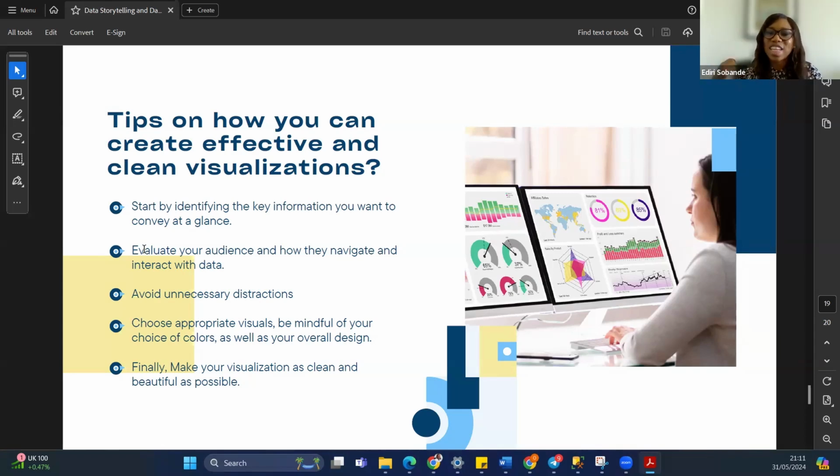Yes, I can see somebody's comment in the chat. Say, no wonder my dashboard is looking like what, I don't know. So what is that key information you want to pass across to your users?